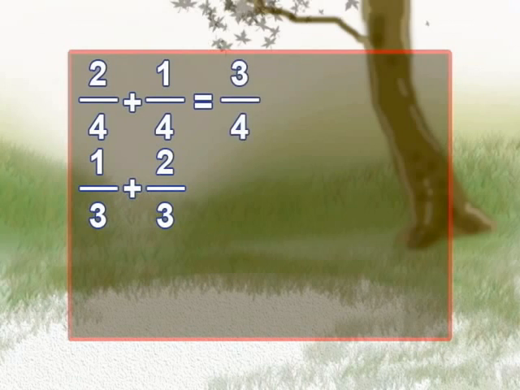Let's do a bit of review about fractions. You all know what similar fractions are, right? They are fractions with the same denominators, like 2/4 and 1/4, or 1/3 and 2/3. These are similar fractions. When we add similar fractions, we just add the numerators and retain the denominator, like this. 2/4 plus 1/4 is equal to 3/4, or 1/3 plus 2/3 is equal to 3/3, or 1.